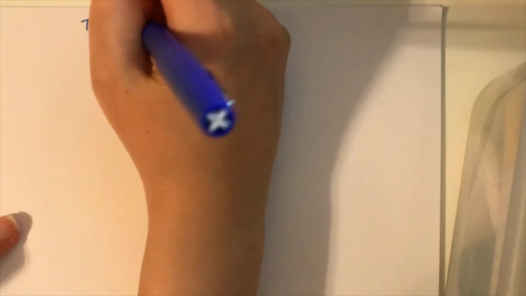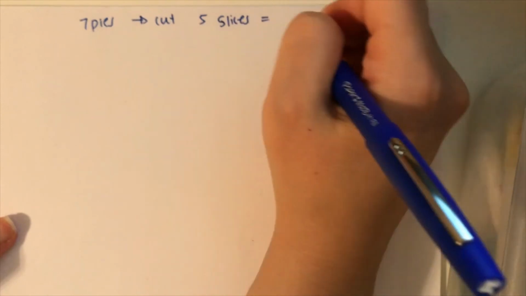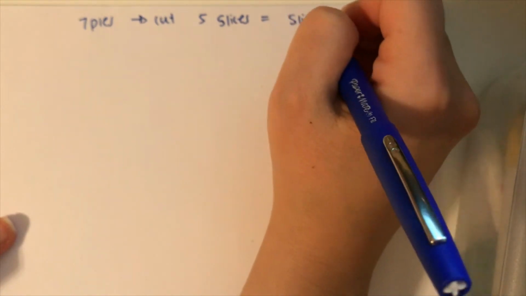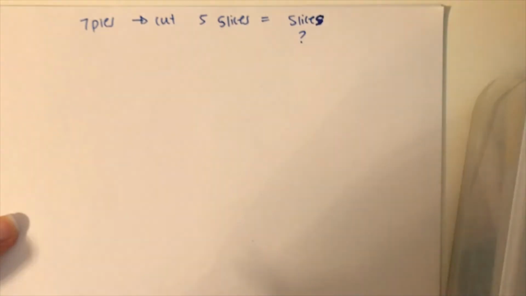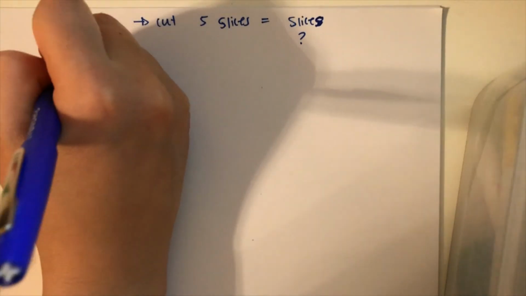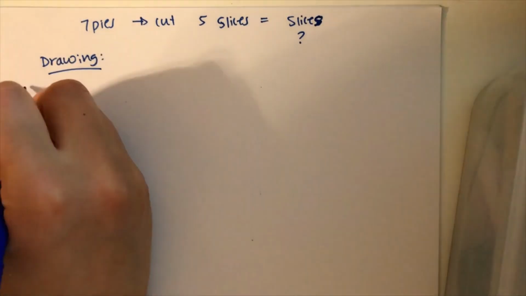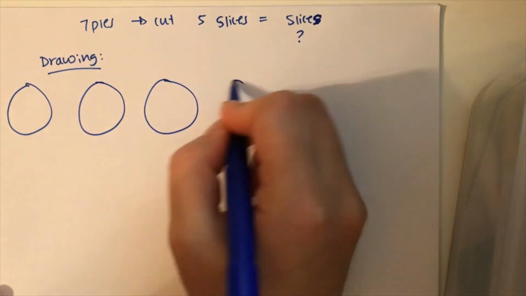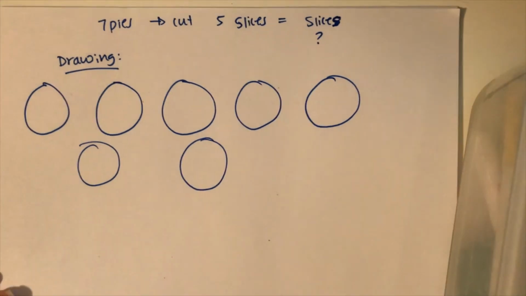So for this one, we want to look at that Miss Fraser ordered 7 pies. And each pie was cut into 5 slices. So we're going to cut this into 5 slices. And now we want to know how many slices we have. So how are we going to figure that out? We want to draw, which is our first way, a drawing method. So let's actually draw our 7 pies. 1, 2, 3, 4, 5, 6, 7. Sorry, my pies are not even, but that's fine.